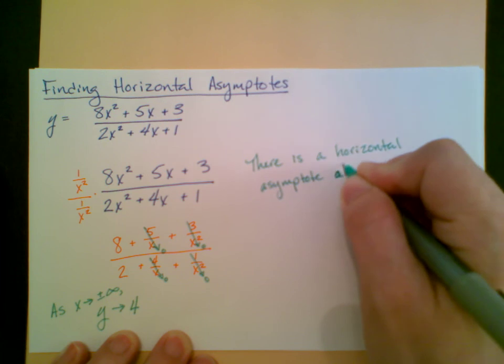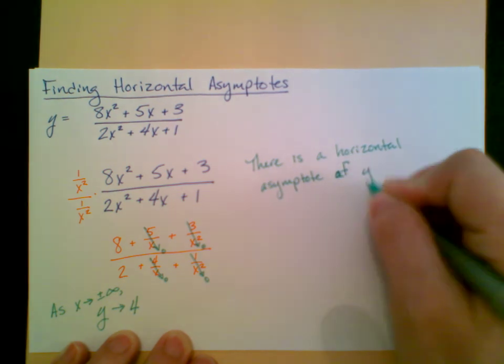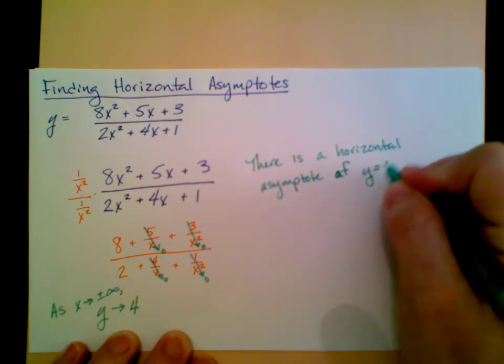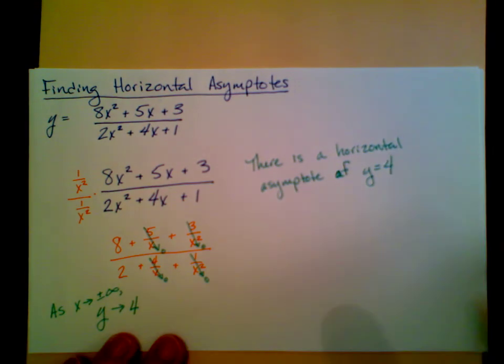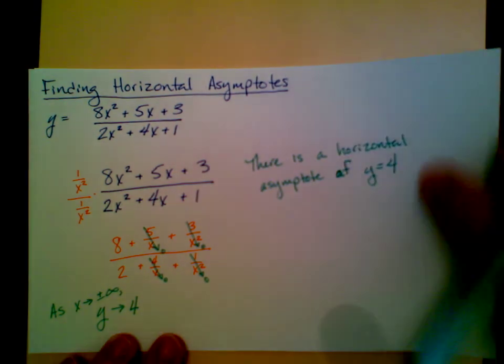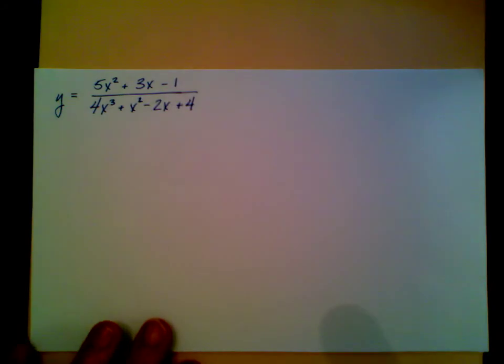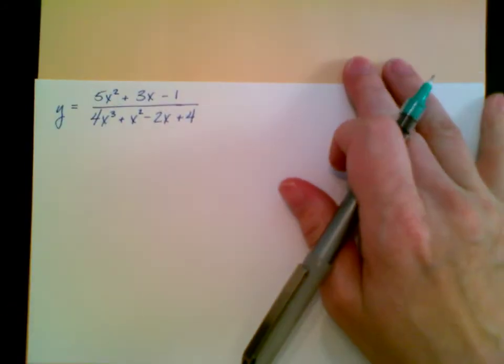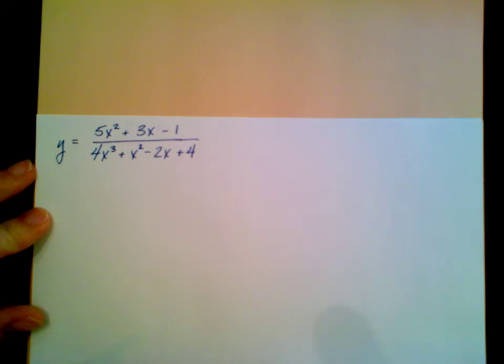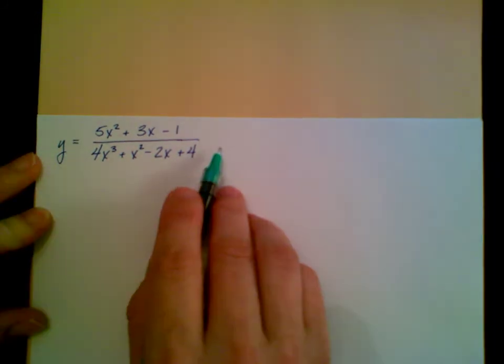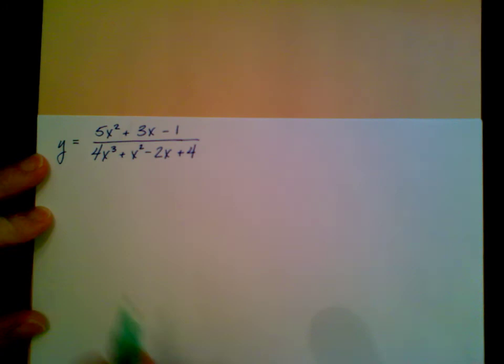Oops, I meant to say a horizontal asymptote of y equals 4. Let's do another example. So here I have a function. I'm going to do the same thing that we just did.